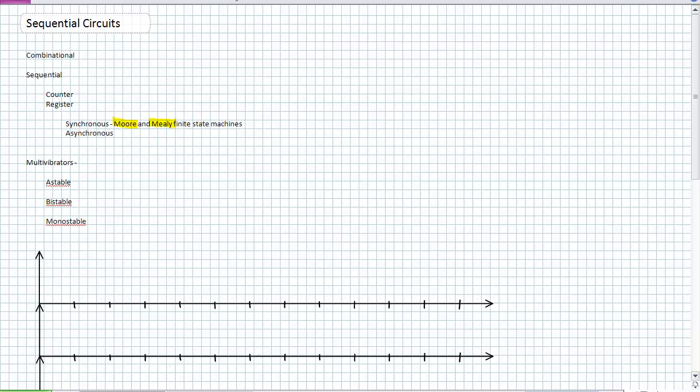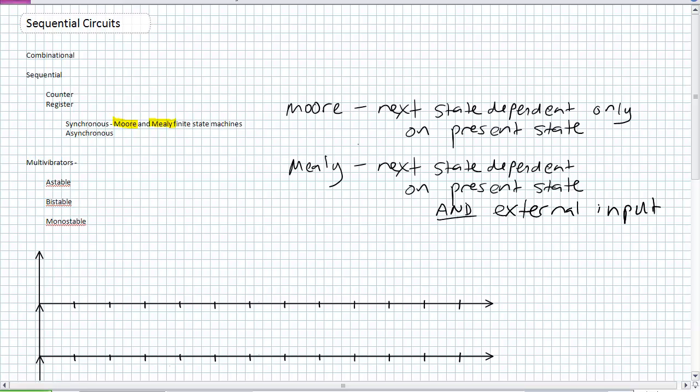But the example of a Moore machine, what I'm using is its next state is dependent only upon its present state. Whereas what's known as a Mealy finite state machine, its next state is dependent upon the present state and external inputs. So let me go ahead and write those down. And there you go. Those are the descriptions of a Moore versus a Mealy finite state machine.